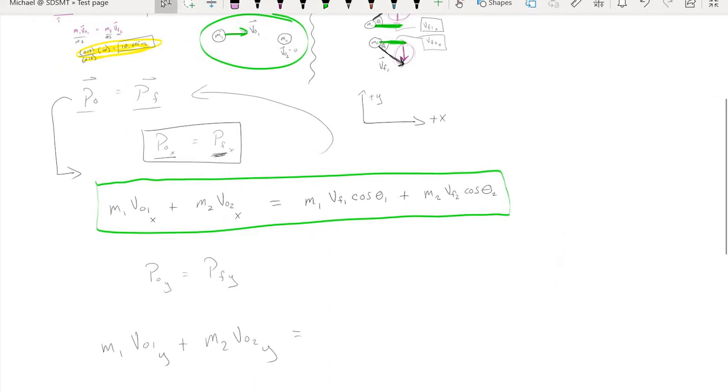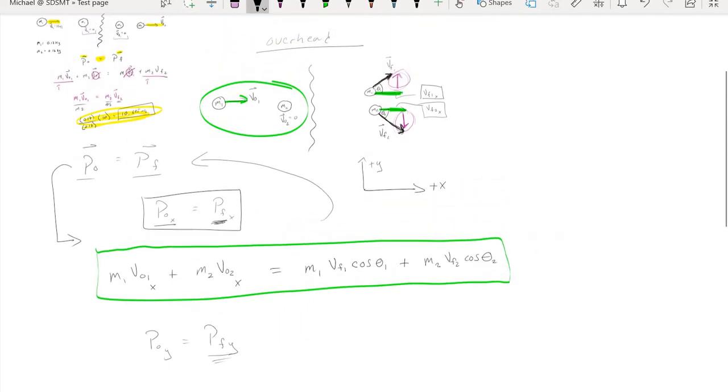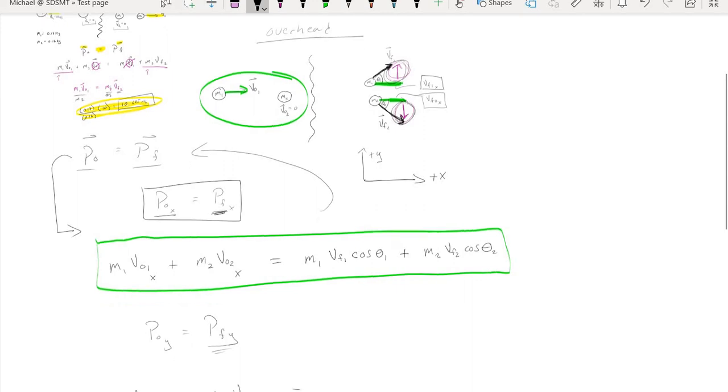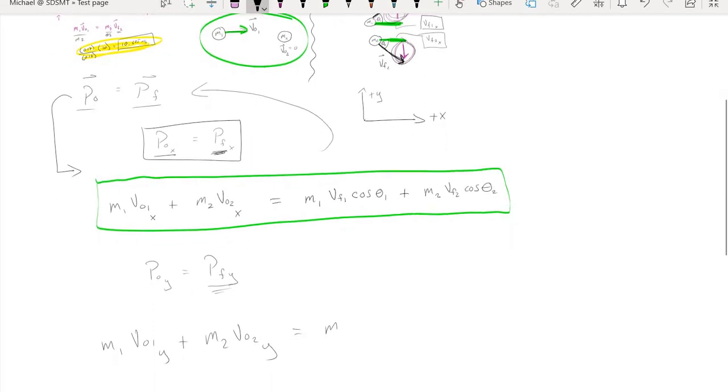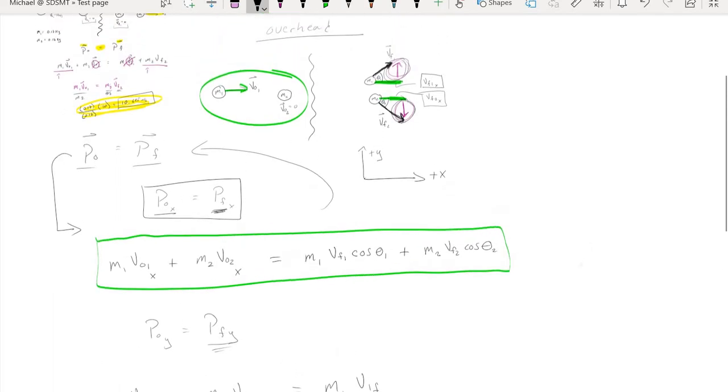Then, after the collision, we need the momentum values after the collision. This is where we're going to see a difference in the values. We have mass 1 with its final velocity component.